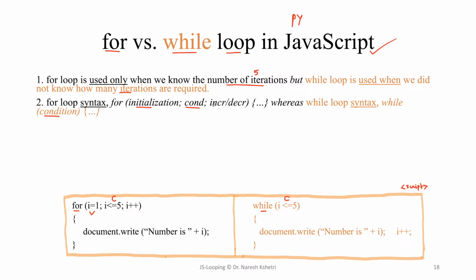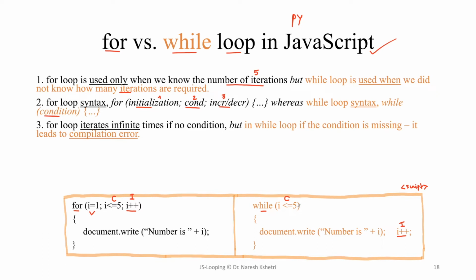And then the third thing is the increment or decrement operator. For the increment or decrement, we have used i++, that means i equal to i plus 1. We want to increment, and in the while loop we have used the same increment inside the body. So this works exactly the same, besides the syntax difference between the for and while loop, because we don't give the increment part over here. So this is the major difference.